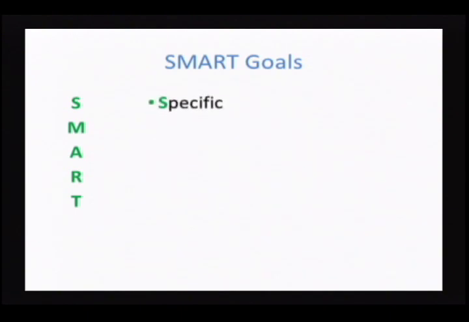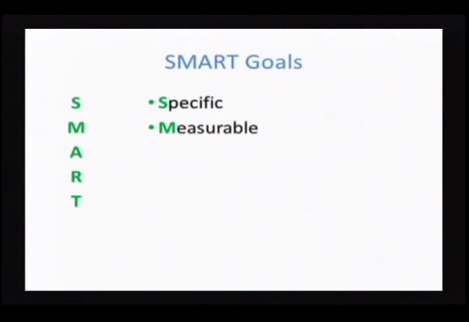Goals need to be specific. You need to establish exactly what it is that you want out of your goal. Part of specific is to make it measurable. Your goal needs to be measurable. If you can measure it, then you know when you've achieved that goal.